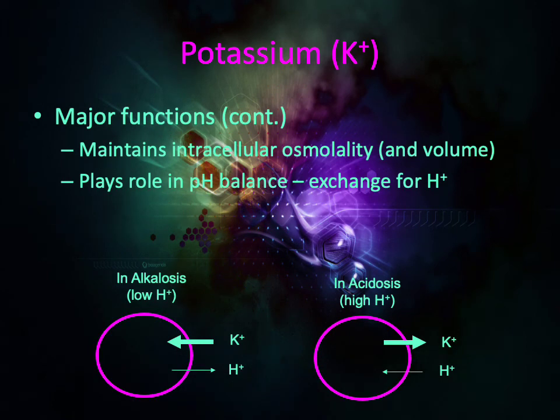Another role of potassium is in maintaining intracellular osmolality and fluid volume. In addition, it plays an important role in maintaining blood pH balance through its ability to be exchanged for hydrogen ions in the ultrafiltrate.